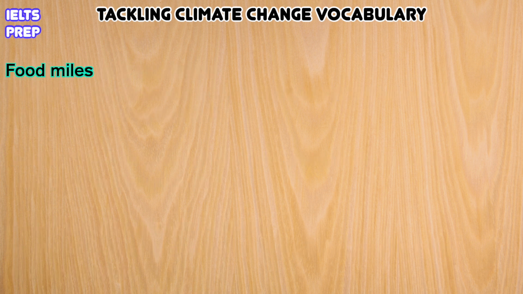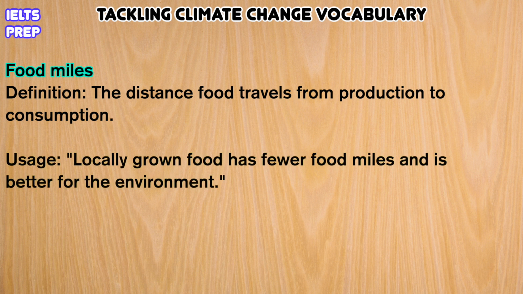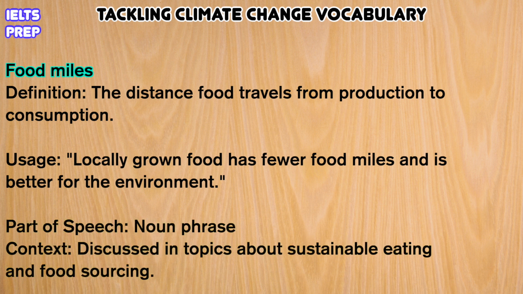Food miles. Definition: the distance food travels from production to consumption. Usage: locally grown food has fewer food miles and is better for the environment. Part of speech: noun phrase. Context: discussed in topics about sustainable eating and food sourcing.